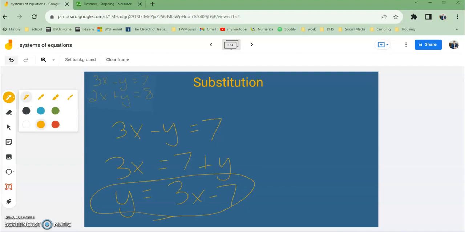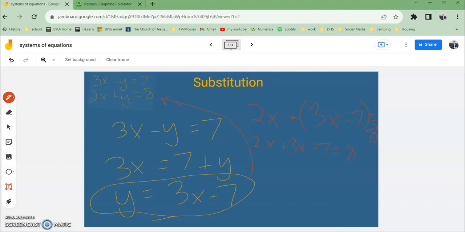But that's not a y value, we have an x in there. So what we can do is plug that into our other equation. So now we have 2x plus, and since we already solved for y, we can just replace it with 3x minus 7, and that should equal 8. Since they're added, we don't have to have the parentheses. So 2x plus 3x minus 7 equals 8.